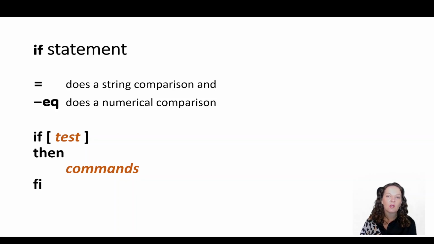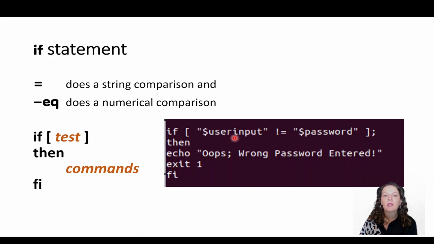So running a piece of code or not, based on whatever your conditions, whatever your test is. Okay, so looking at this, assuming that you have asked a user and used the read command, reading a user's input, if the user's input is not equal to whatever their password was meant to be, then whoops, wrong password entered, and you can exit. There's your exit status, and there's FI to finish.